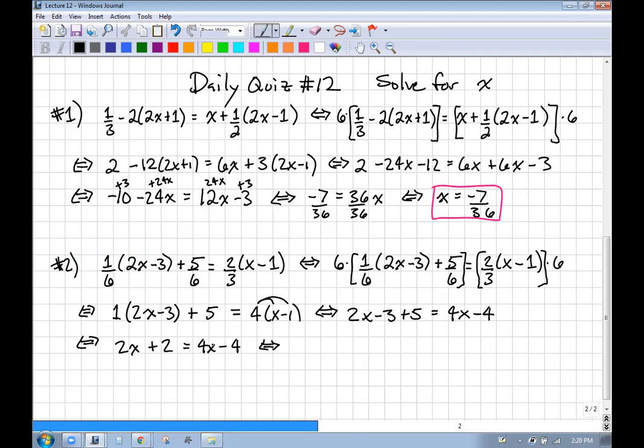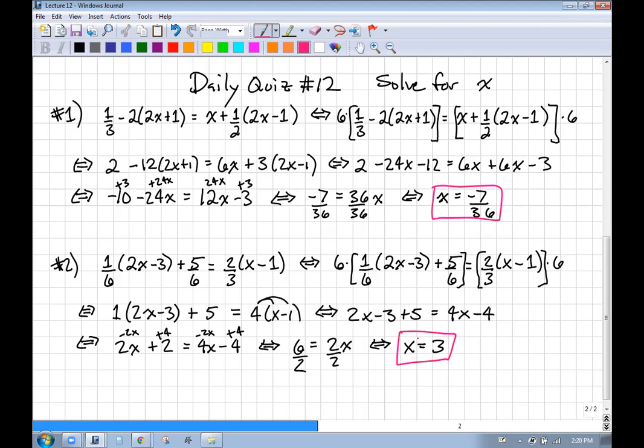Now we want to get our x's together. If we subtract 2x from both sides, this will go away. Our x's will be here. Let's get rid of this 4. Okay, so 2x minus 2x, it goes away. 4 plus 2 is 6. 4x minus 2x is 2x. And the plus 4 minus 4 goes away. So now we can divide both sides by 2. 6 divided by 2 is 3.